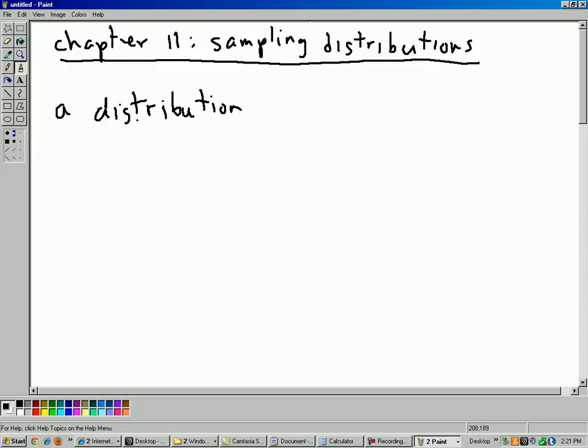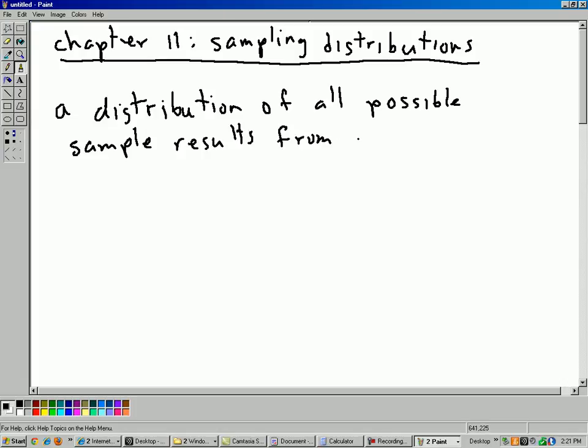So a sampling distribution is a distribution of all possible sample results from a random sample.